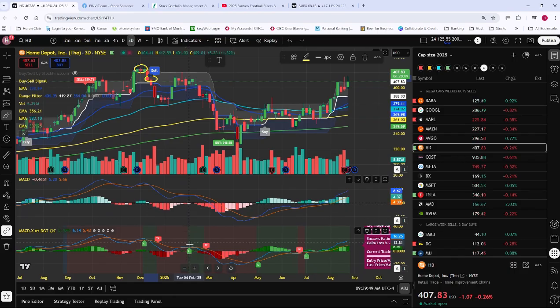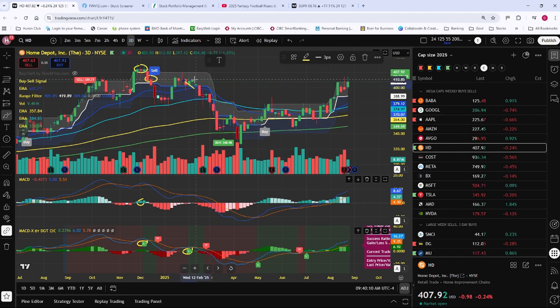Right here, there's the signal. We've got a strong green up here. That's our confirmation. It didn't work out too bad. There's our signal to do a buy. We have no confirmation here at all. It's still red and pink. No confirmation, no buy. So that is not going to be a buy for us.